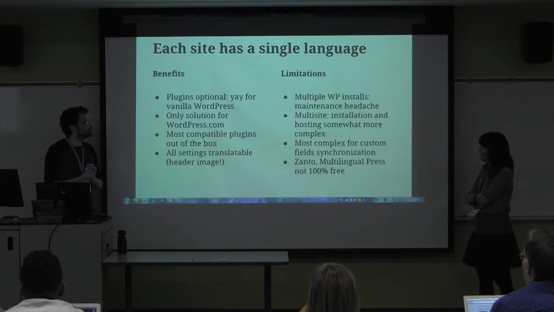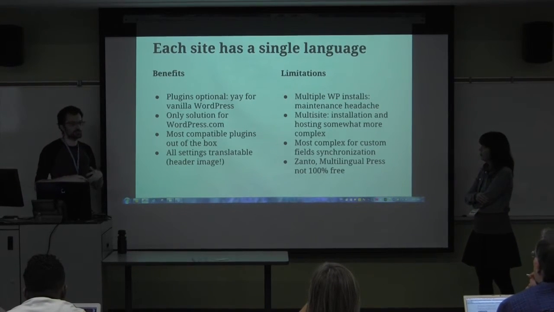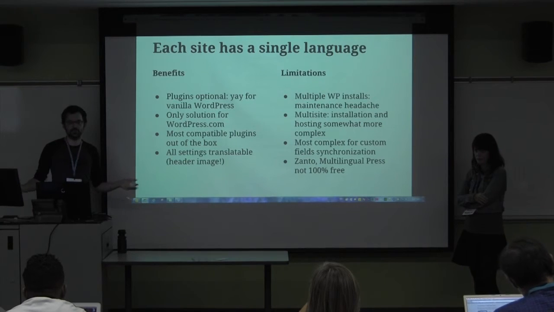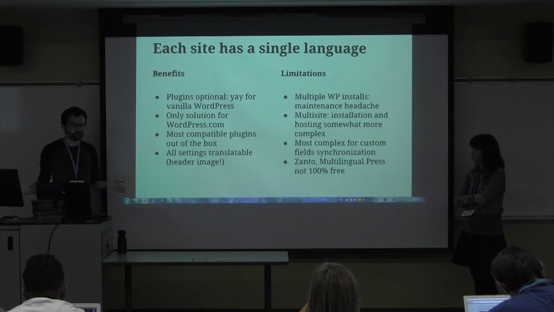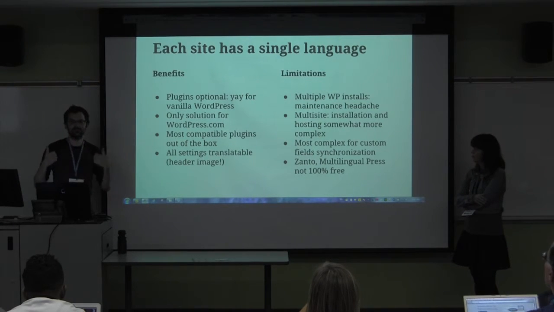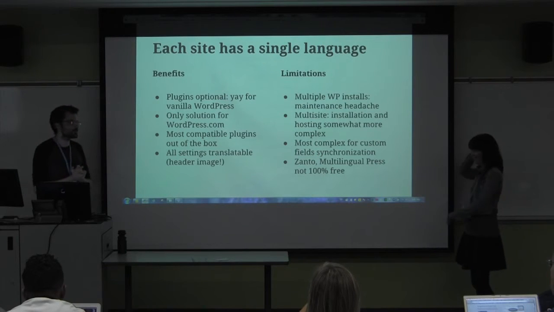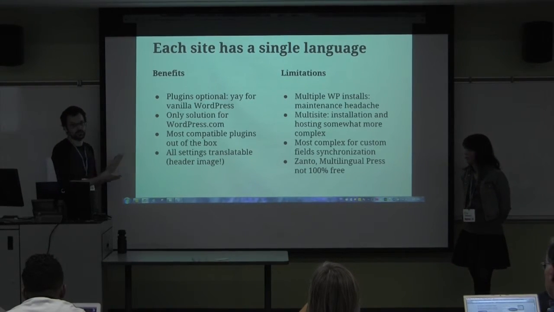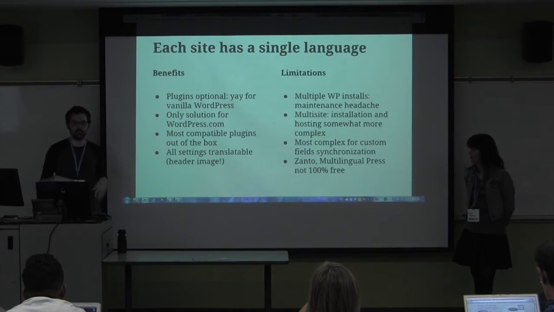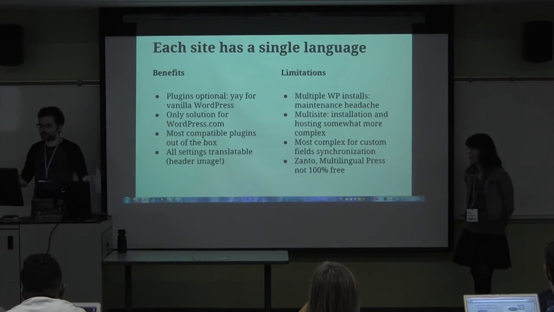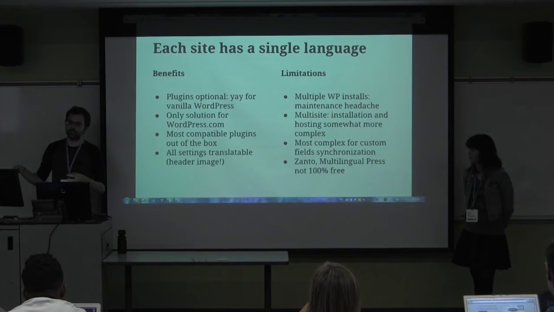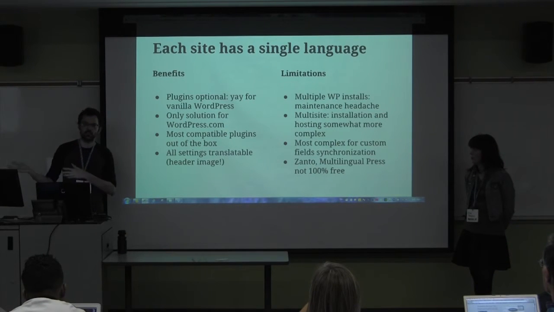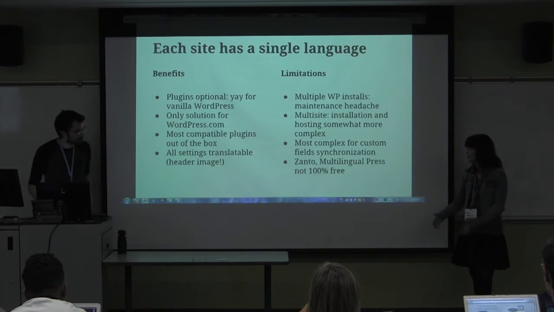The main benefit to that is that you can use vanilla WordPress completely, not use any plugin at all. And vanilla is the favorite flavor of all software engineers. If you're on WordPress.com, it's your only option. You'll need to register and open many sites, one for each language on WordPress.com, and link them together with nav menus.